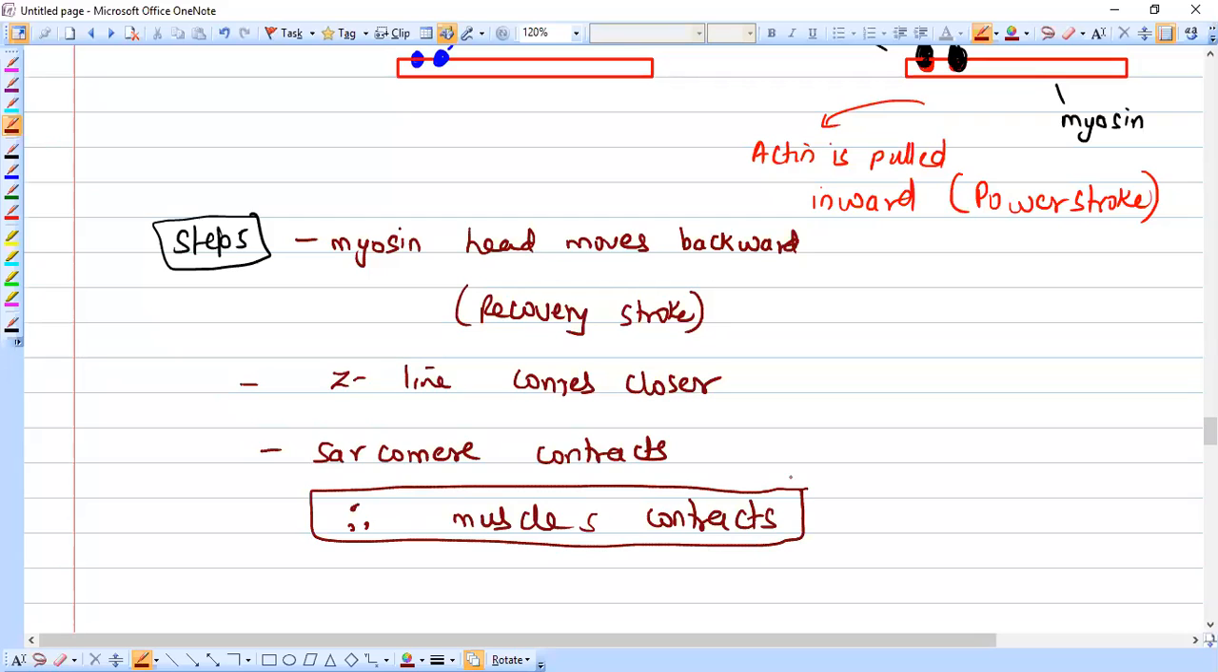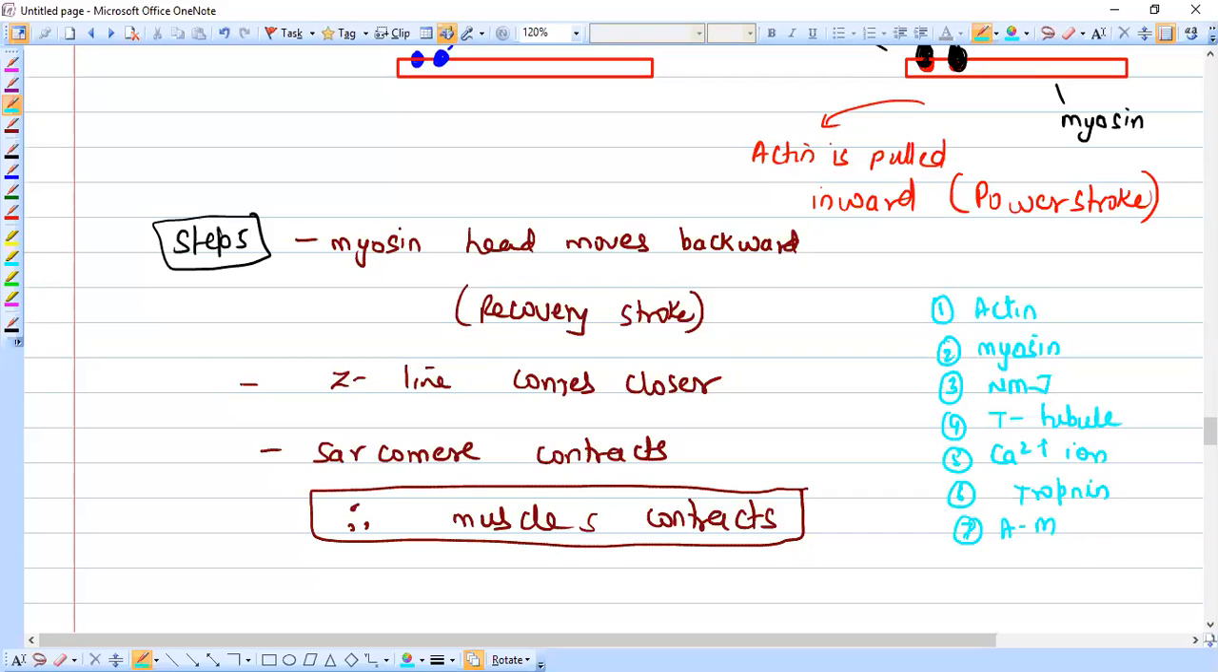So there are certain important elements that we should all remember and never forget. Very first is the structure of actin. Second, you should know the structure of myosin. Third, you should talk about the neuromuscular junction. Fourth, you should talk about the T-tubule. Then you will talk about calcium ion, which is very much essential for contraction. Then you talk about troponin. Troponin leaves. After that, you will talk about the actin-myosin cross bridge.